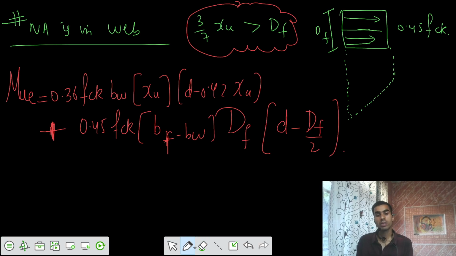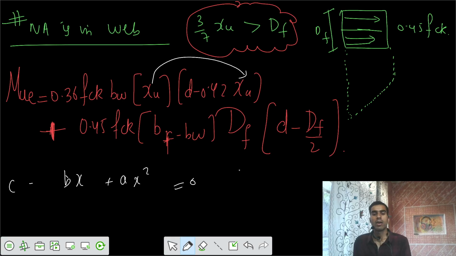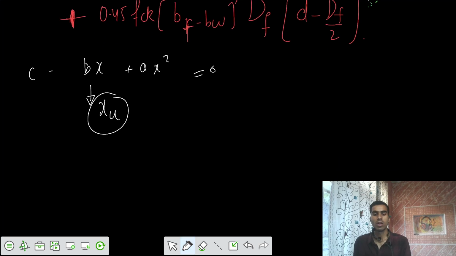And from this equation, you can have a quadratic equation again. Some function of x square, some function of x, and some constant c. Let's say there is an equation ax square plus bx plus c that we have to equate with 0. So finally, I'm getting the value of XU, the location of the neutral axis, from this equation. So that's all the calculation we have to do. We have to solve it in the calculator and get the location of XU.